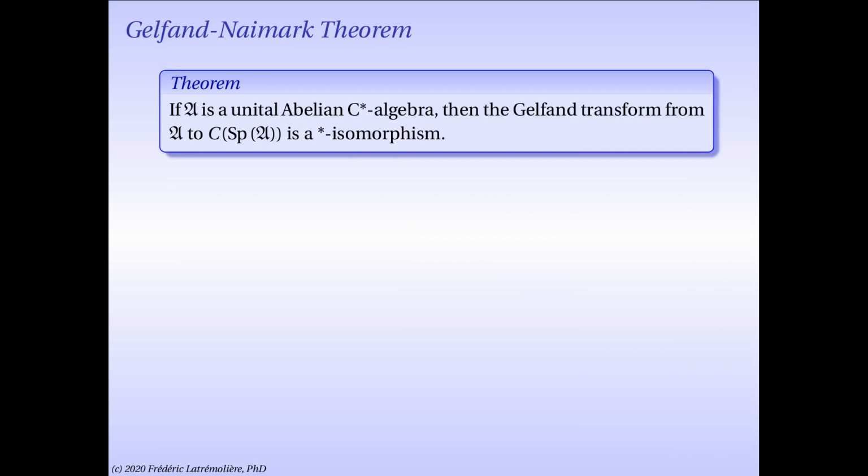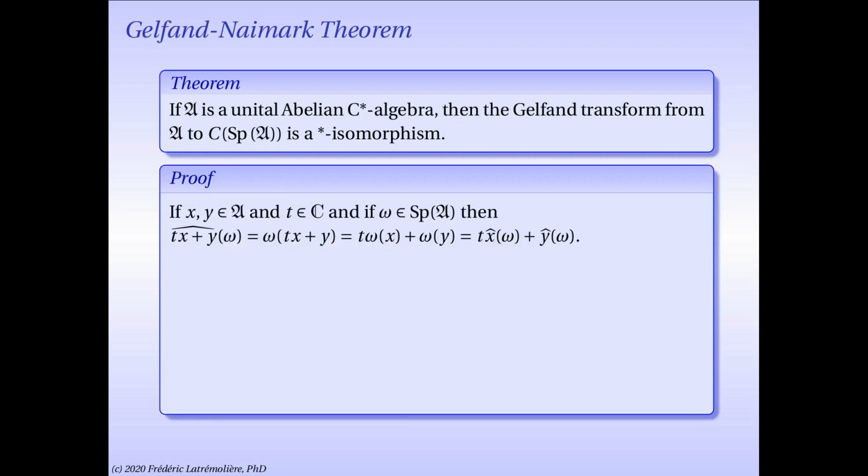Alright, so we are now in position to prove our main theorem, the Gelfand-Naimark Theorem. What it says is, essentially, the Gelfand transform is a star isomorphism. It's a very deep result. Let's prove it before we discuss it a bit further. So, what do I need to prove?